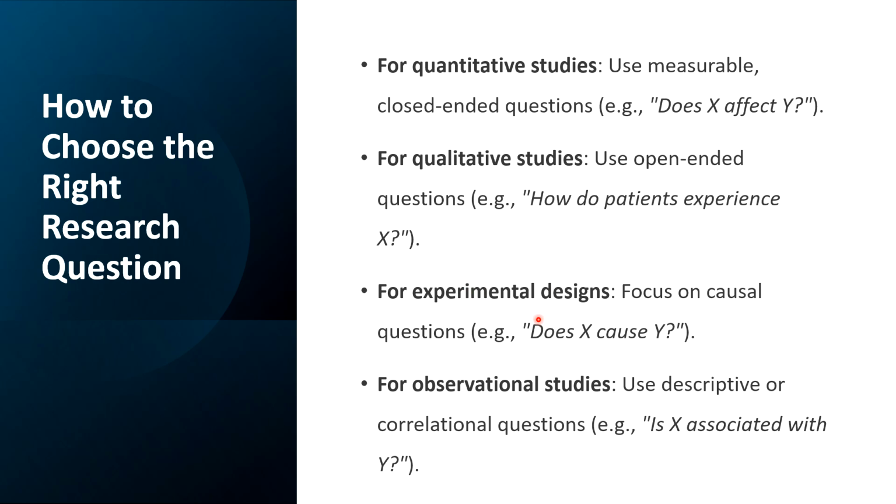Or for experimental design, our focus is on causal question. For example, does X cause Y, or X is associated with Y? Or you can say X actually influences Y, or X predicts Y. So we can have such kind of question in experimental designs. For observational studies, use descriptive or correlational questions. In correlational question, we can have an association kind of question, if X is associated with Y or not. In cohort study, in case control study, and in comparative cross-sectional and analytical cross-sectional studies, we can have these kind of questions, association kind of questions.